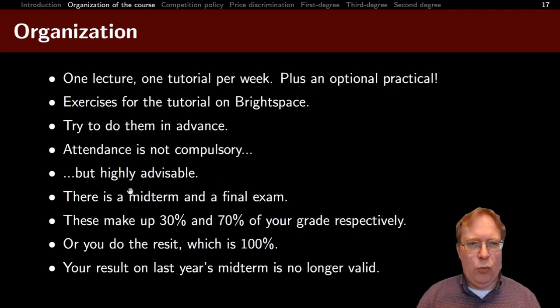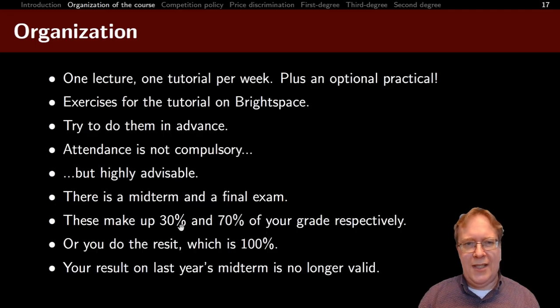In terms of grading, there will be a midterm and a final exam. The midterm makes up 30% of your final grade, and the final exam makes up 70% of your final grade. So the midterm allows you to get up to speed at an early stage, already secure part of your grade, but should you mess up, then you can still comfortably pass the course. However, if after the midterm and the exam it turns out that you have failed the course, you will obviously have to do the resit.